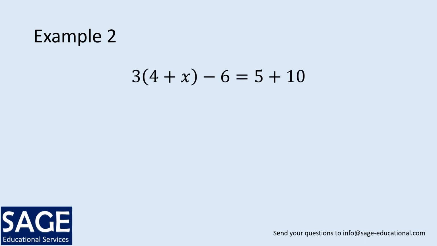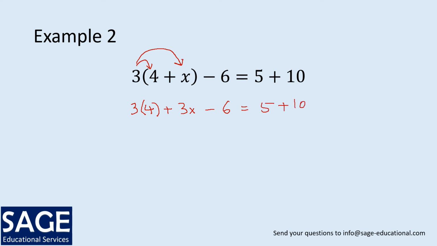Looking at another example, we have 3 times (4 plus x) minus 6 equals 5 plus 10. So I see a perfect opportunity for me to use the distributive property here. So 3 times 4, and then the 3 also gets multiplied by x. So I can simplify this and I can say this is going to be 3 times 4 plus 3x minus 6 equals 5 plus 10.